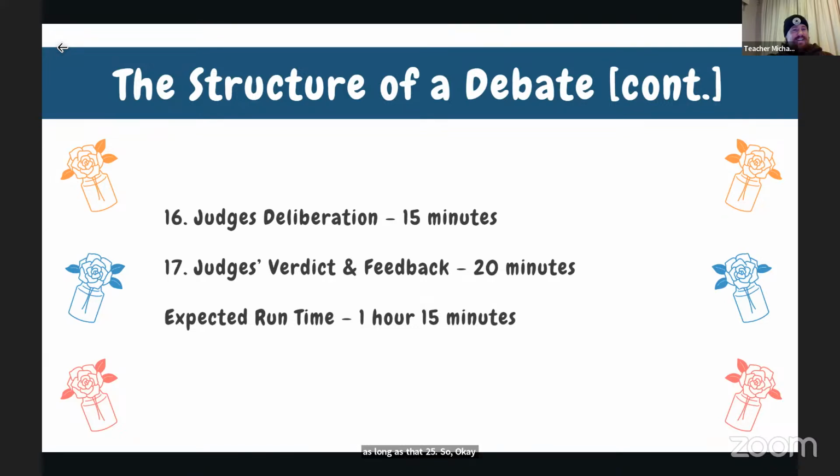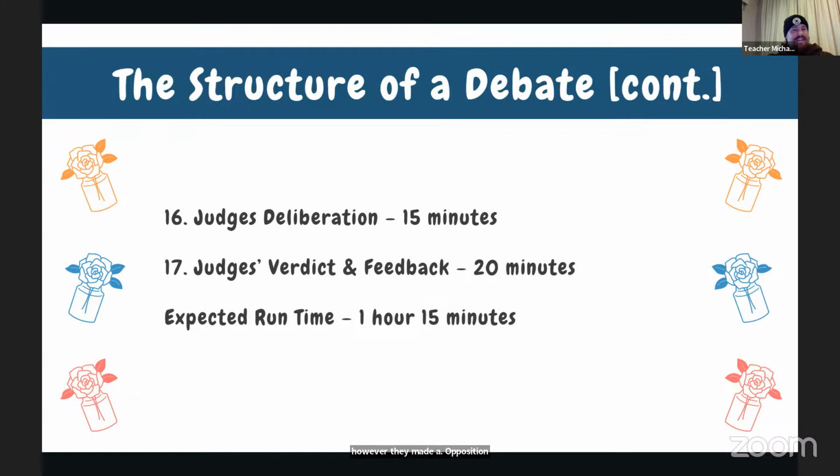Next, the judges return to the main room. They will announce their verdict, they'll announce who won, and they'll announce who they decide is the best speaker overall. They'll also offer some generalized feedback. So for example, the proposition team did very well with their substantives. However, they may need to pay more attention to the opposition team while forming their rebuttals, things like that.